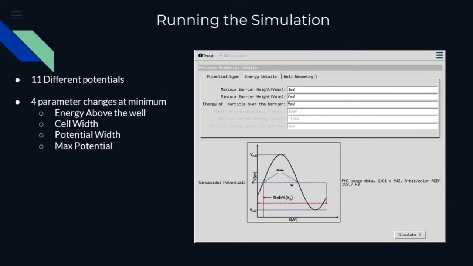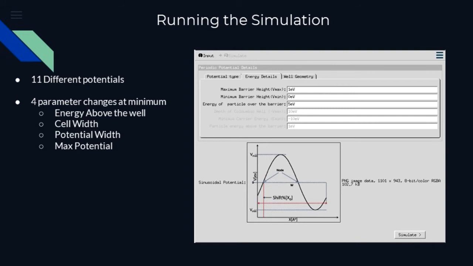For us, we ran the simulations over 11 different types of periodic potentials using every type of potential offered by the NanoHub simulation application, where we ran at least 4 different sets of altered parameters for each periodic potential type. The 4 sets of changes that we made to each periodic well were as follows: the energy of the electrons above the well, the cell width, the potential width, and the max potential.